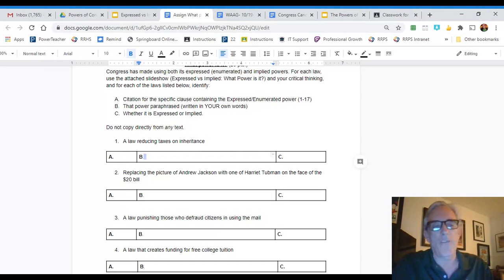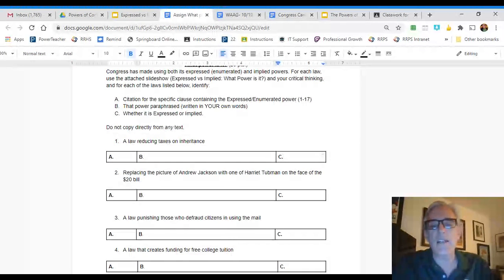You're going to paraphrase that clause of Article 1, Section 8. Remember, when I say paraphrase, I mean use your own words. Do not copy from any other text. Just read it and think about it and write down what it says in your words.